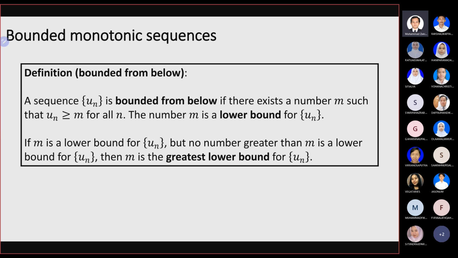Likewise, bounded from below if we can find a small number m such that the sequence is always greater than or equal to that small m for all n. And in this case, m is the lower bound for the sequence, and the small m is the greatest lower bound if that is a lower bound, but no number greater than m can be the lower bound for the sequence.